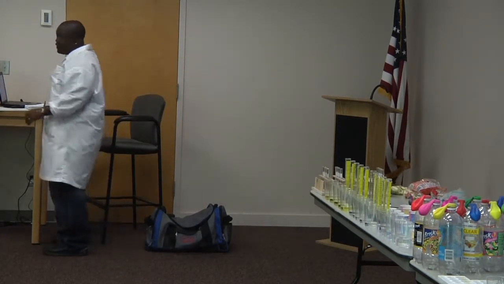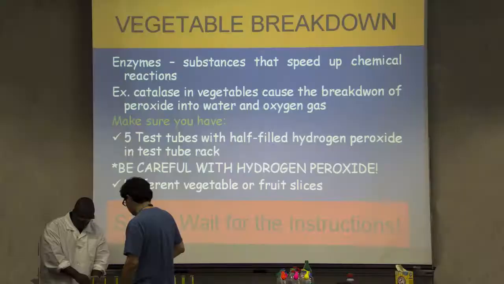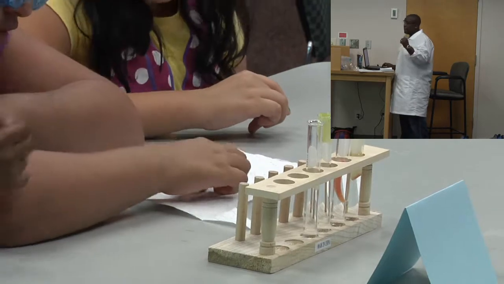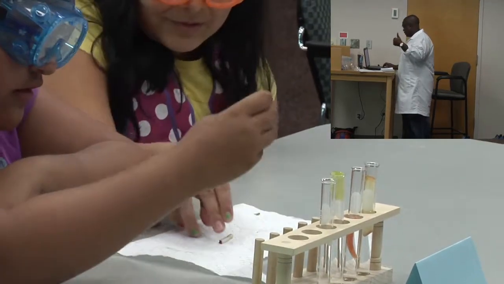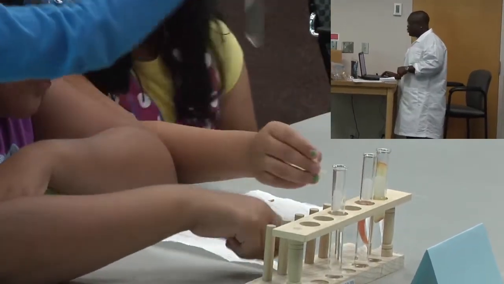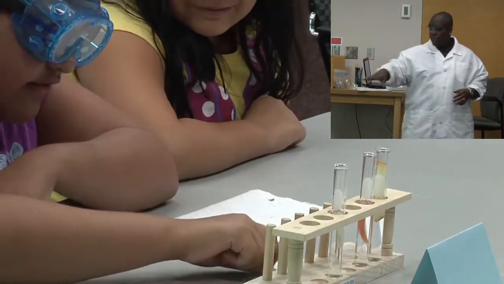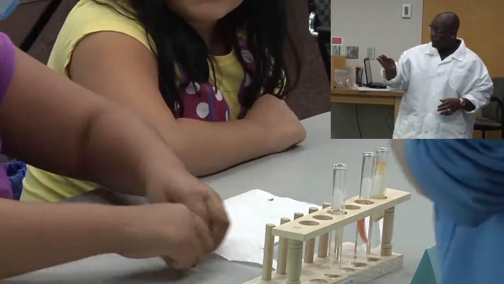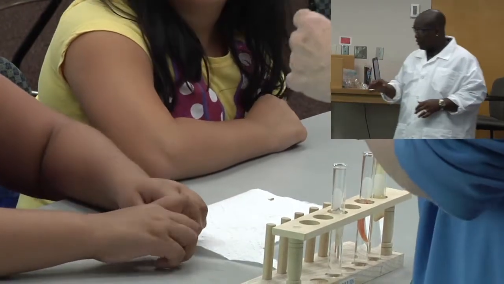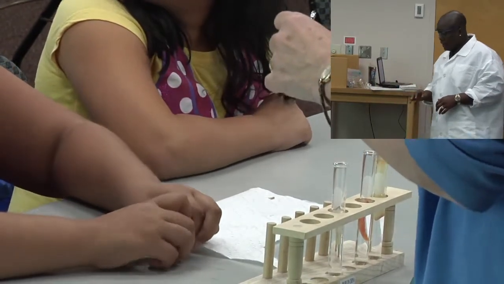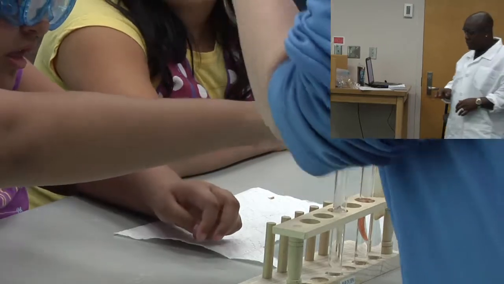Okay, so again, we are going to continue more on experiments with chemistry. Does everyone have 4 different vegetables or fruits? Yes. Okay, everybody has the goggles on? Yes. Okay, good. So I want you to place a different vegetable into each test tube. So one vegetable for each test tube. Just drop it right in. And you're going to observe what happens.